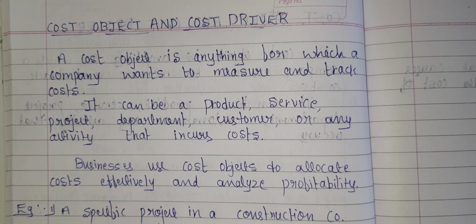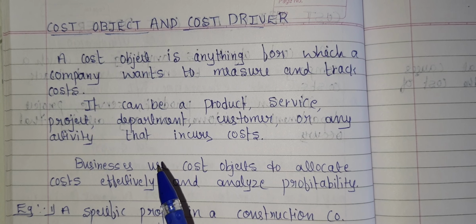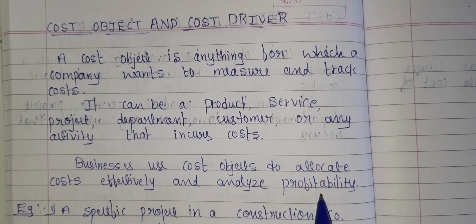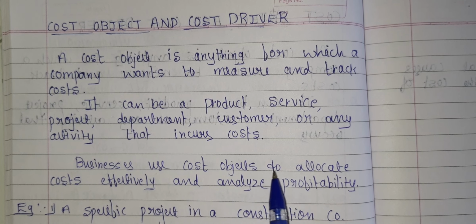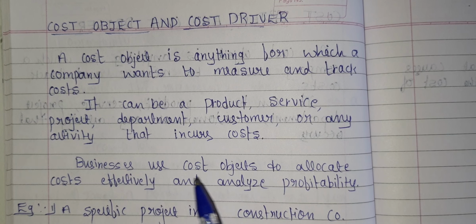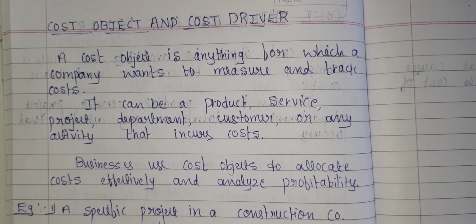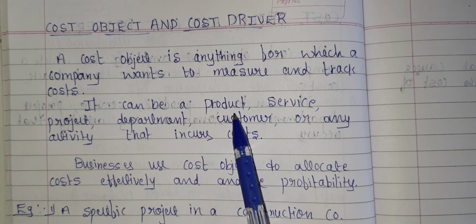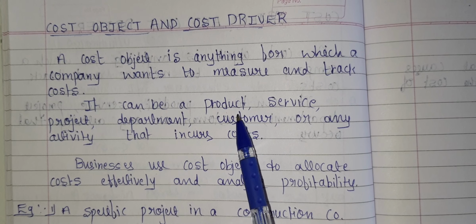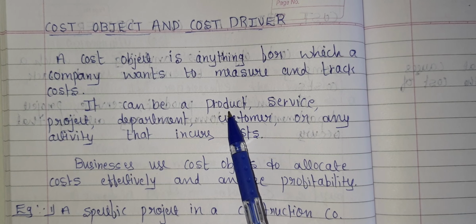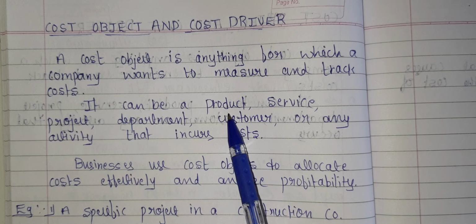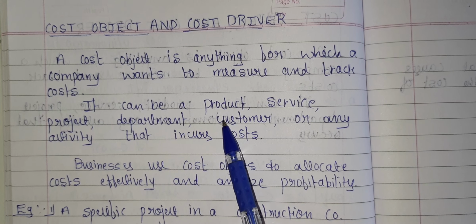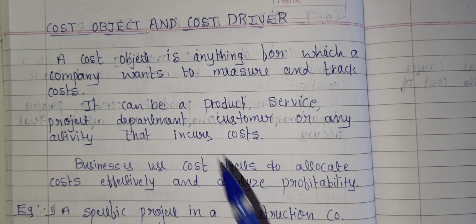It is very important to track costs, because only then can the company analyze its profitability. Businesses use cost objects to allocate costs effectively and analyze profitability. Suppose we take a product for which the company wants to measure and track the cost. That product is called a cost object, and likewise any project is a cost object. I will explain this through one example.